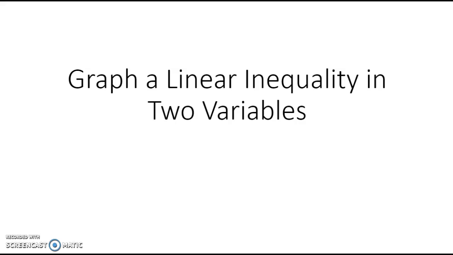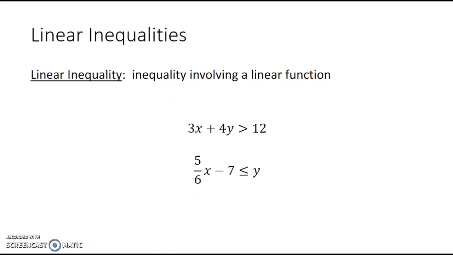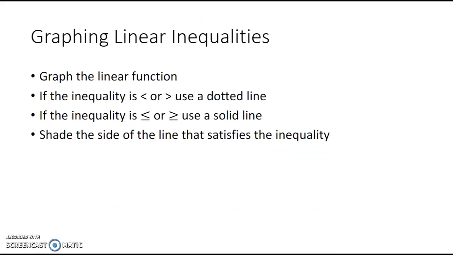Graph a linear inequality in two variables. Linear inequalities. A linear inequality is an inequality involving a linear function. An example could be 3x plus 4y is greater than 12, or 5/6x minus 7 is less than or equal to y. Basically we have a linear function, but instead of an equal sign, we have an inequality symbol. When we think about graphing linear inequalities, we have a few steps we need to follow.